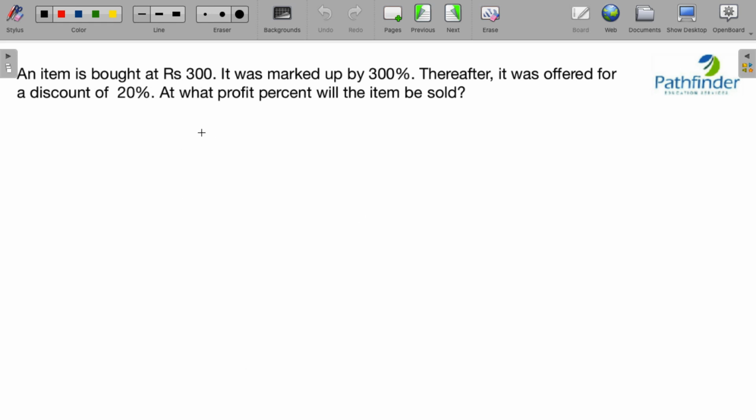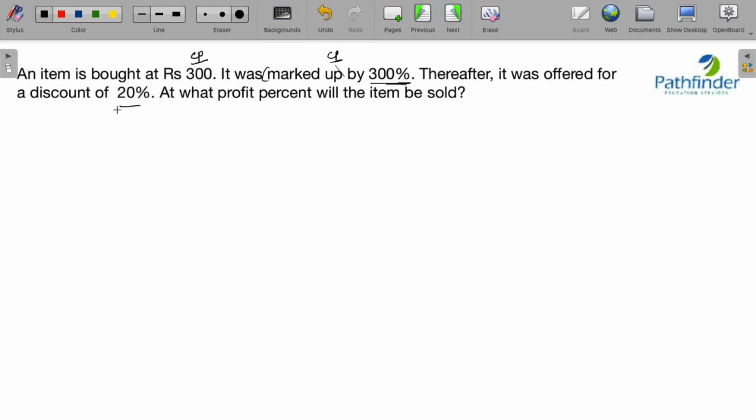Let us look at another question. An item is bought at rupees 300. So since this is the price at which it is bought, you know that it is the cost price. It was marked up by 300%. Now as you read markup, you should know that this markup, because nothing is mentioned, this markup percentage will be calculated again on the cost price. कुछ लिखा नहीं है तो cost price पे ही ये markup percentage लगने वाला है.